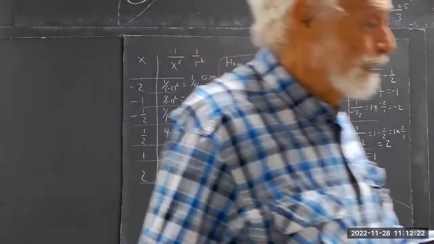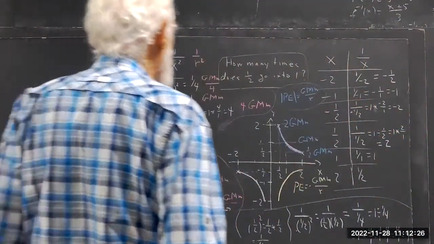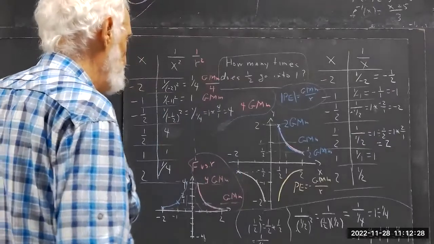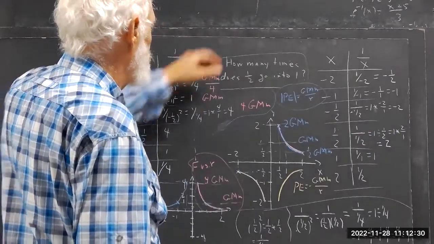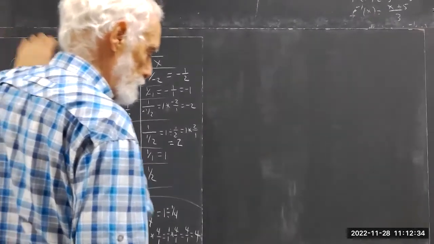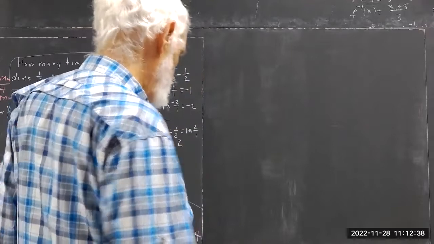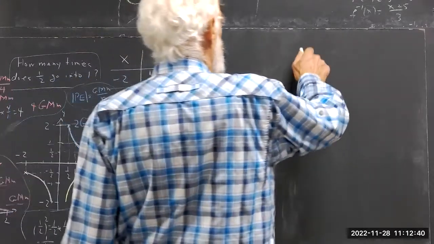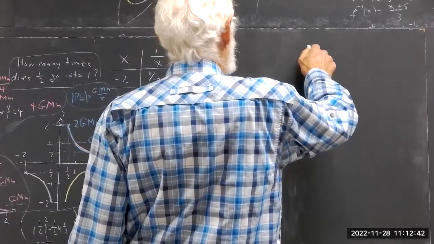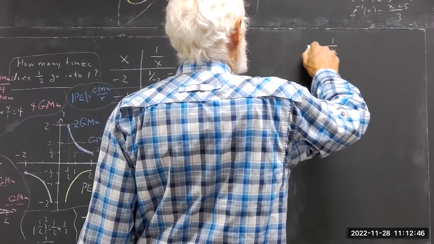It's not too hard an idea to wrap your head around, but let's see how the numbers work. A little exercise with some arithmetic. So we've got y equals 1 over x.